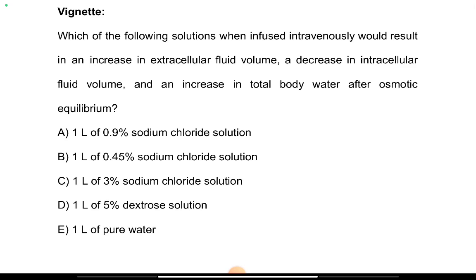A. 1 liter of 0.9% sodium chloride solution. B. 1 liter of 0.45% sodium chloride solution. C. 1 liter of 3% sodium chloride solution. D. 1 liter of 5% dextrose solution. And E. 1 liter of pure water. After the whole lecture, we'll come back to this vignette, and by then, I'm sure we should be able to answer it by ourselves.